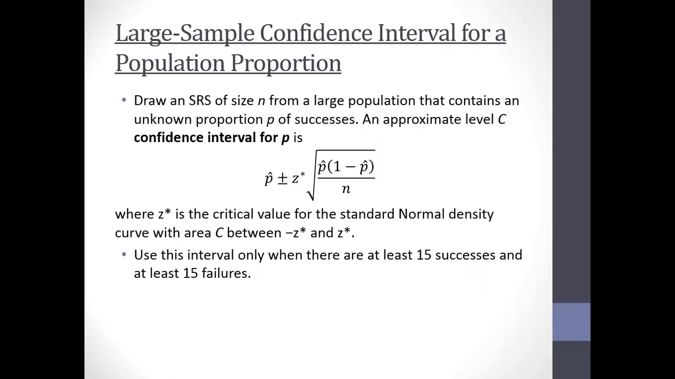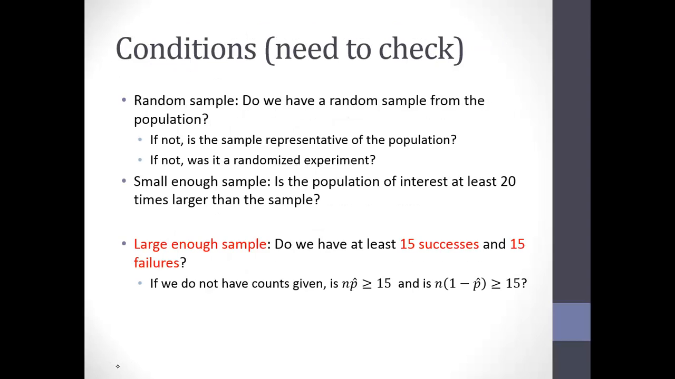Moving along here, here's a more formal statement of what was on that previous slide, and the main catch here is that we want to use this interval only when there are at least 15 successes and at least 15 failures. So still reviewing here, this takes us to our conditions page. The general idea with our conditions is that we want to make sure it's appropriate to use these procedures that we're talking about, and checking our conditions is the way to say, can I trust the results I get from this procedure? If my conditions check out, yes. If not, we should be a little more careful there.